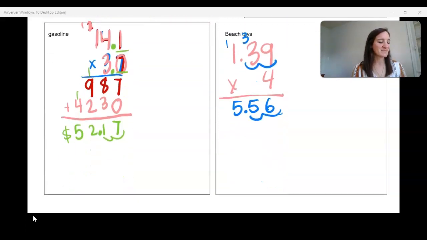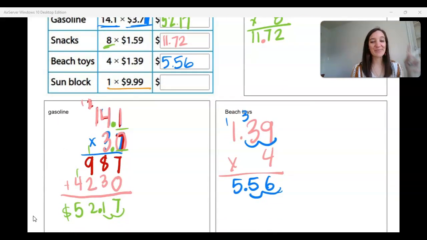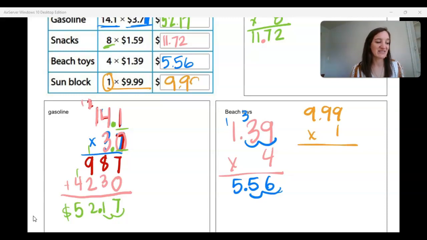And the final one is sunblock. Now you might be wondering, Mrs. Manson, where's the work for sunblock? That is because I only bought 1 thing of sunblock. Do you really need to go $9.99 times 1? Or do you just know that 1 sunblock is going to be $9.99? Okay, that's why I didn't give you any space for that, because you're smarter than that. All right, that is page 3 of the review.